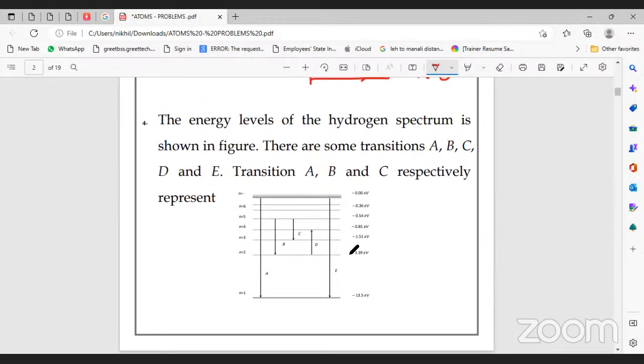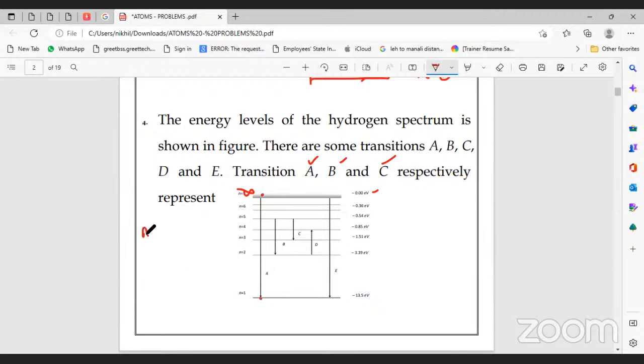Come to this. Energy is there. This is the spectrum they have given, right? A, B, C, D, E they have given. In this transition, they are expecting you to know what A, B, and C respectively represent. A is coming from which orbit? Look at this, 0 electron volt means this is infinity. So this is the last line of Lyman series. So A is coming from infinity to the first orbit.